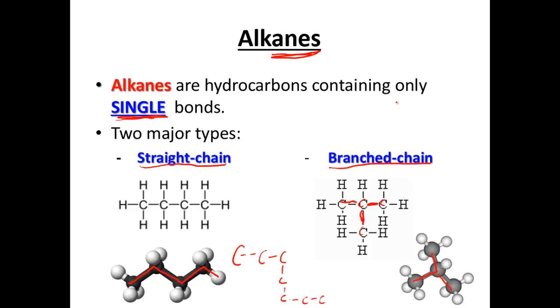Now there is another one called cyclic that isn't on here. Cyclic would be if we had one carbon going to another carbon, going to another, and back to the beginning. Cyclic would make a circular shape. Well, it wouldn't have to be circular, but a connected closed loop shape. And so cyclic could be a third version.